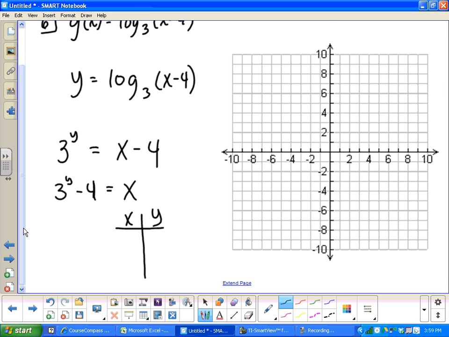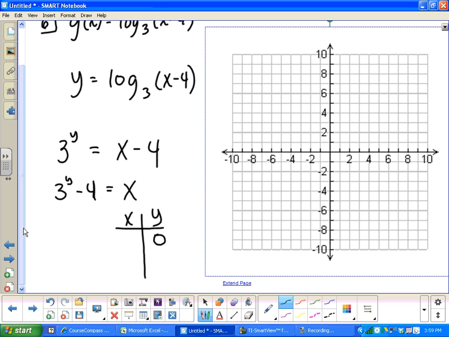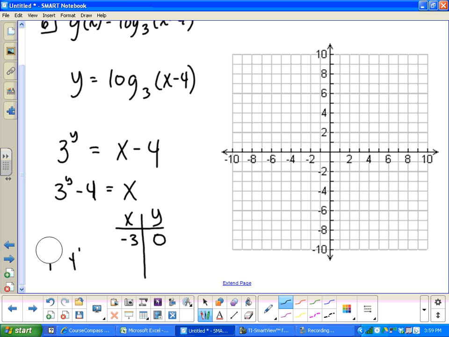Now, let's put in values that make the exponent 0, which would be if y was 0. So we would get 3 to the 0 minus 4. So 3 to the 0 power, or anything to the 0 power, is 1. And so 1 minus 4 would be negative 3. Now, let's see what would make the exponent 1. That is if y was 1. So we get 3 to the first power minus 4. That would just be 3 minus 4, which is negative 1.